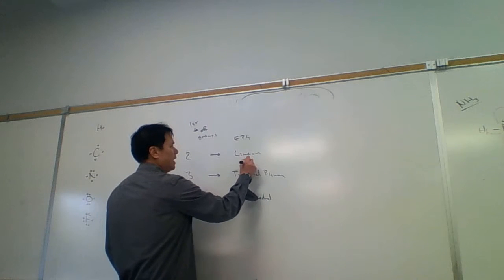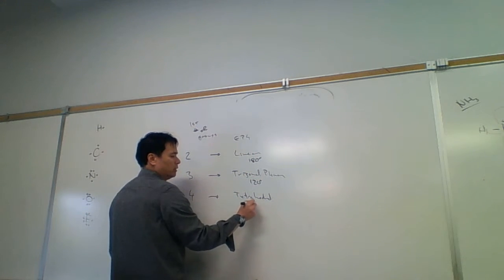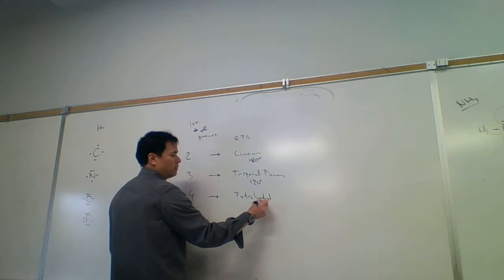If it's linear, then the angle's set at 180. If it's trigonal planar, it's 120. And tetrahedral is 109.5 degrees.